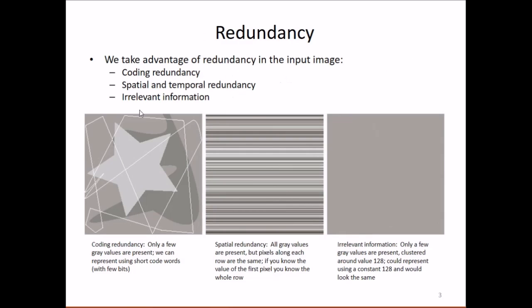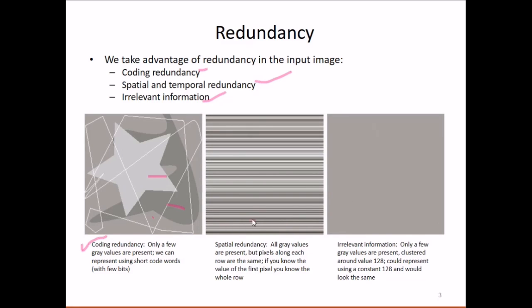Now, redundancy. We take advantage of redundancy in the input image, and it may be the type of coding redundancy, spatial or temporal redundancy, or irrelevant information. For example, in this case, this has a coding redundancy. From 0 to 255, only a few gray values are present, like only 3 types of values. We can represent them using short code words with few bits only.